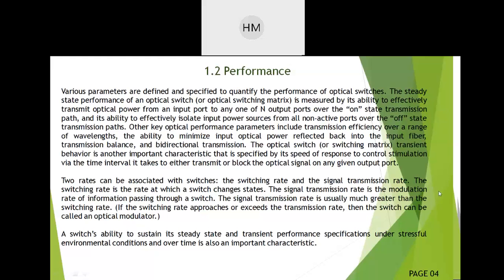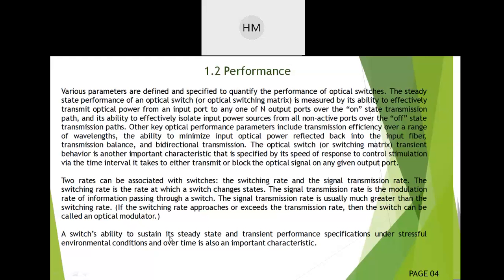Okay, the signal transmission rate is the modulation rate of information passing through a switch. Obviously, signal transmission rate क्या होगा? जिस rate पे मैं modulation कर रही हूँ. We have seen in analog communication, digital communication, modulation is very important to transmit the signal. ठीक है, which will have some carrier signal. Over that carrier signal, we will send the original signal. ठीक है, तो signal transmission rate is the modulation rate. Switching rate is the on-off state of switch. The signal transmission rate is usually much greater than the switching rate.